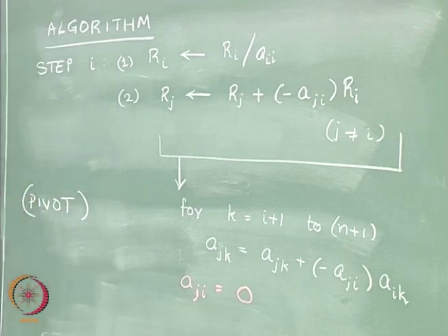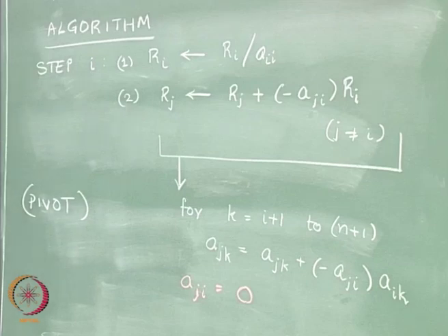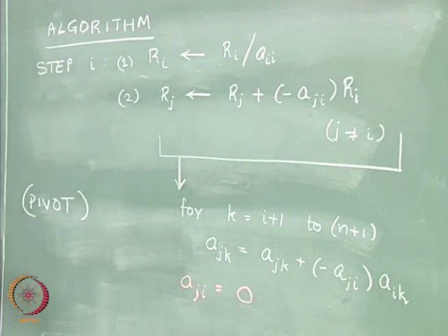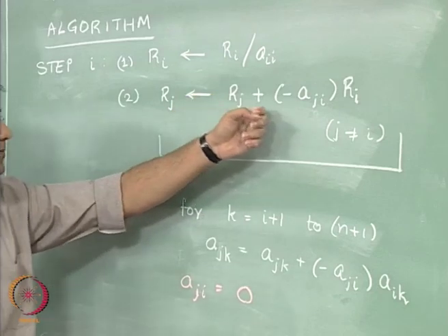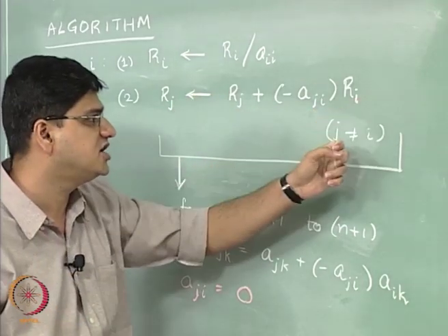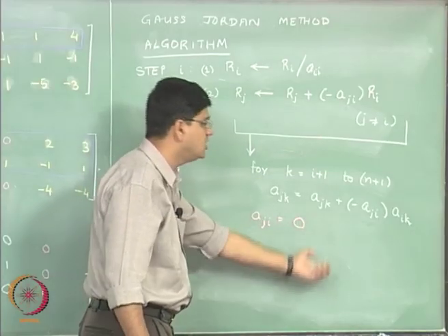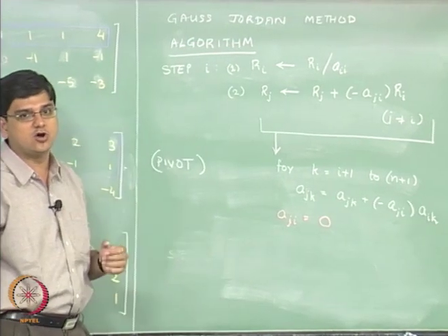Okay, so we will divide the ith row by the diagonal element on the ith row, and then use the ith row to make the ith column zeros in row 1, row 2 up to row n except the ith row. So Rj is given by Rj plus minus AJI Ri, where j not equal to i, and this expands into these sets of equations. Okay, so that is the algorithm overall for the Gauss-Jordan method.